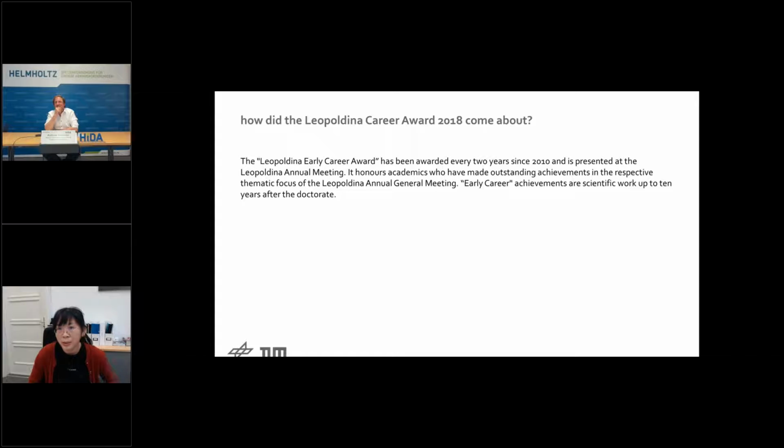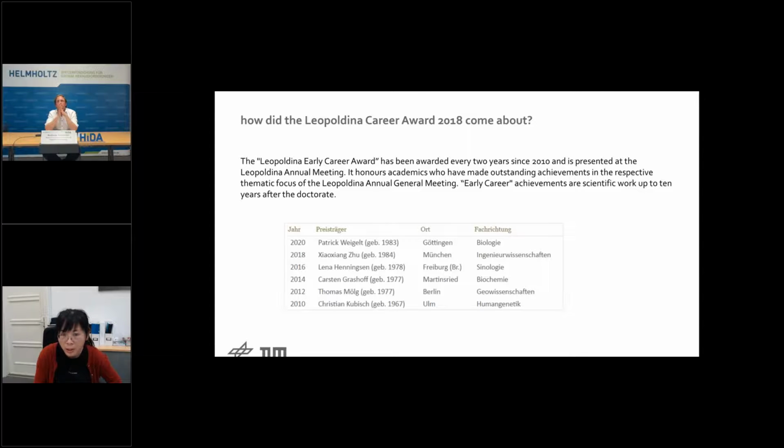Firstly, how did the Leopoldina Career Award 2018 come about? This award has been awarded every 2 years since 2010, and is presented at the Leopoldina, which is the National Academy of Science in Germany, at its annual meeting. And each year, the award is tied to the topic focus of the annual meeting. Just to give you an impression, these are all the recipients from the last years. You can see they are from all different research directions.